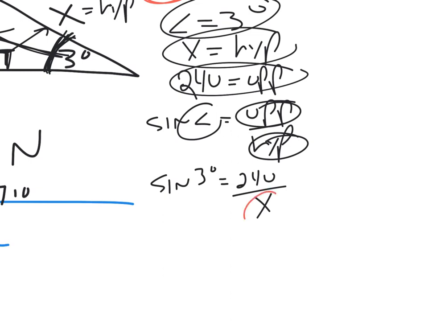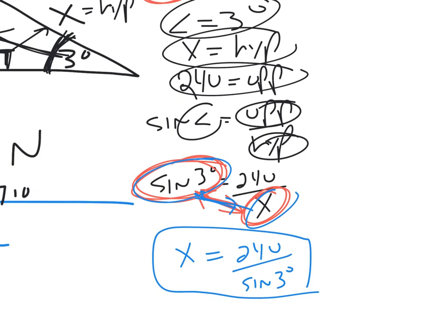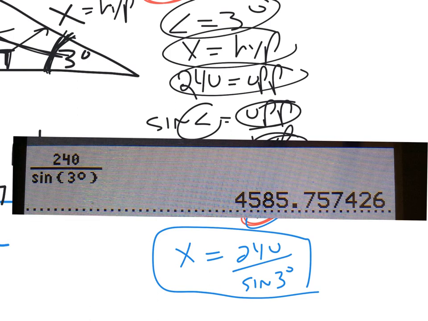So now I'm going to go about solving this for x. Since x is in the denominator, I'm going to use that switcheroo rule, where I'm going to take the x and the sine of 3 and switch places. So here I'm now going to have x on the left. That equals 240 over the sine of 3. So if you do 240 over the sine of 3, you'll get the value of x, which is that distance from, basically, Nick to Nancy. So here you get 4,585.8.